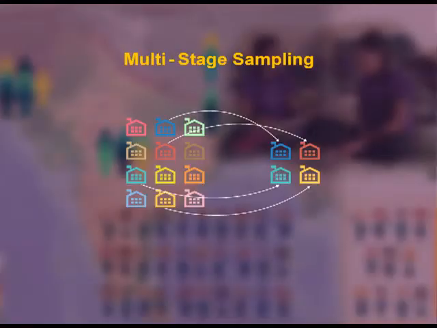For example, in a city, there is availability of 12 schools and the investigator wants to take a sample of 4 schools. In the first stage, all 12 schools are divided into 4 groups or clusters. Further, in the second stage, only one school from each cluster, that is, a total of 4 schools, is selected for the study.